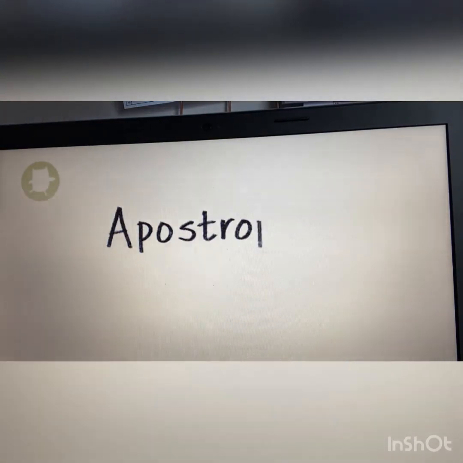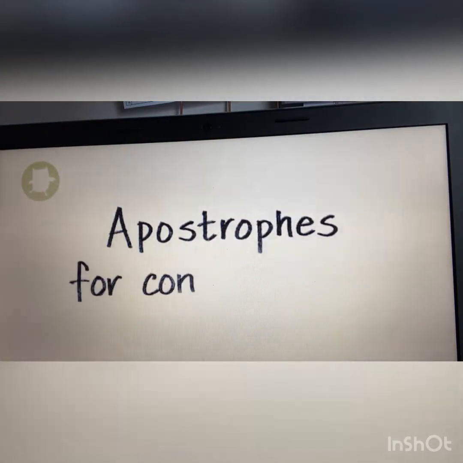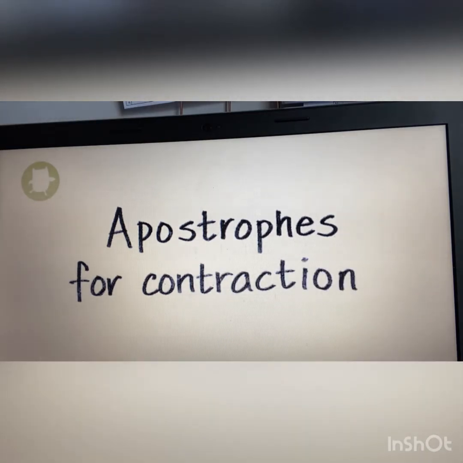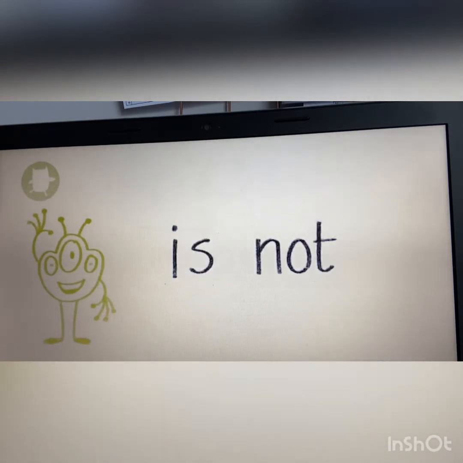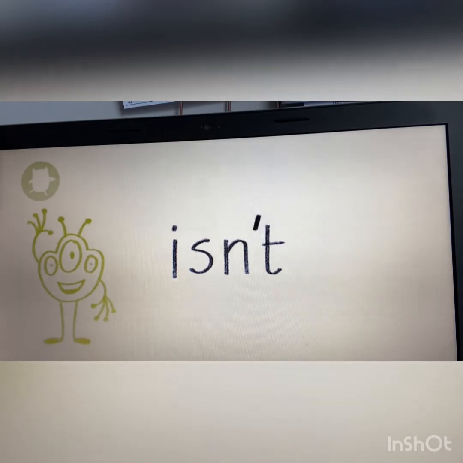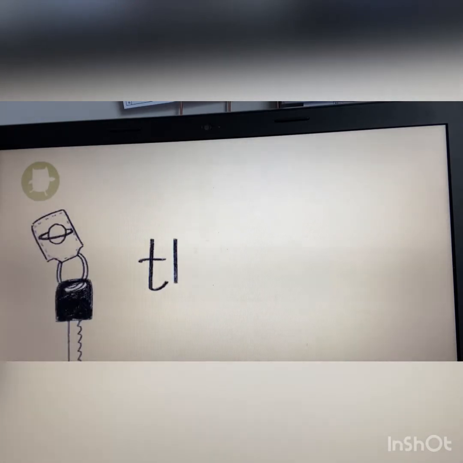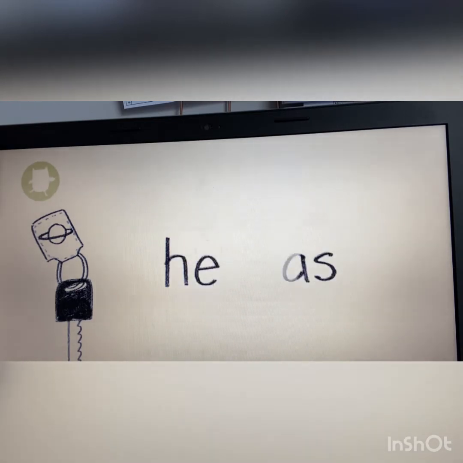Apostrophes for contraction. An apostrophe can be used to show that letters are missed out of a word. This is called a contraction. Let's take this alien. He can't find his keys. He isn't sure where he left them. They're over there. He's found them. Contractions are often used in less formal situations.